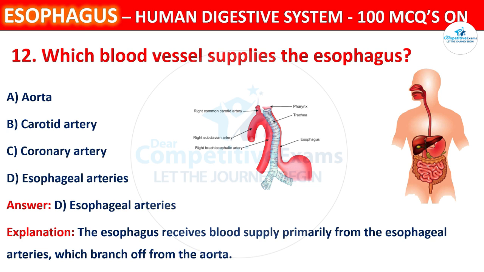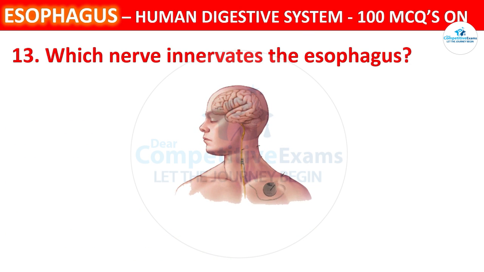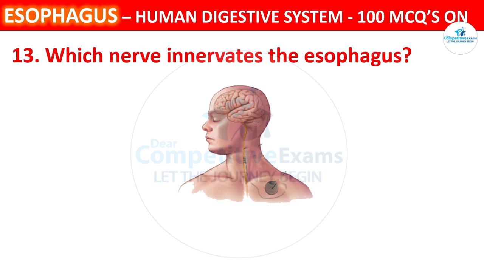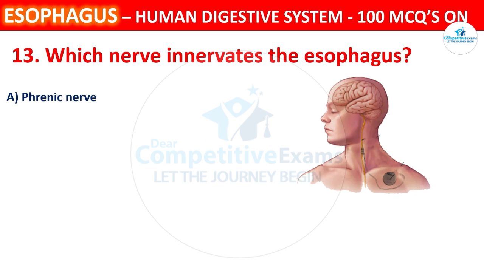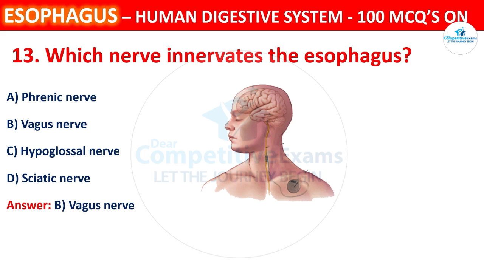Question number 13. Which nerve innervates the esophagus? Phrenic nerve, vagus nerve, hypoglossal nerve, or sciatic nerve? The correct answer is B, that is vagus nerve.